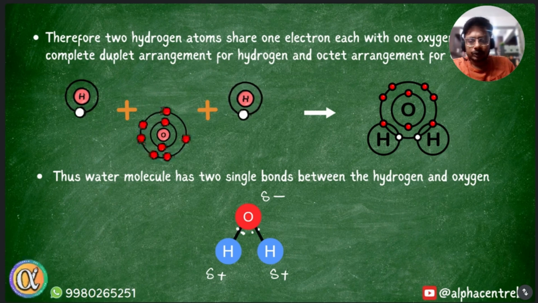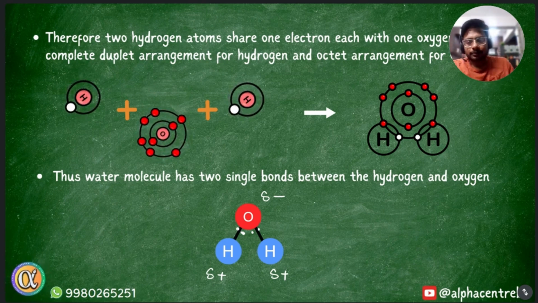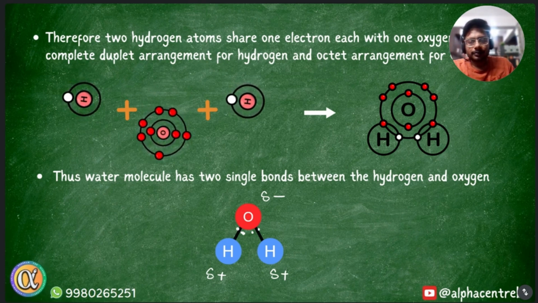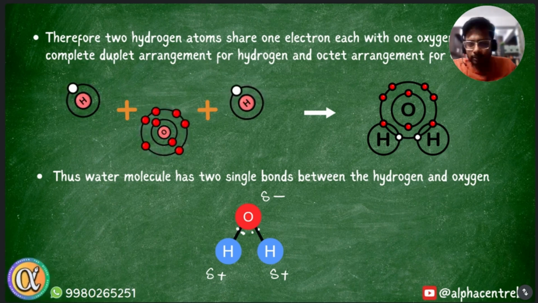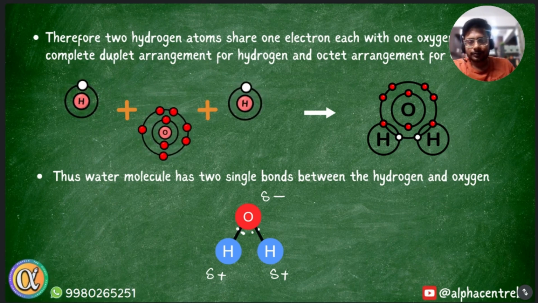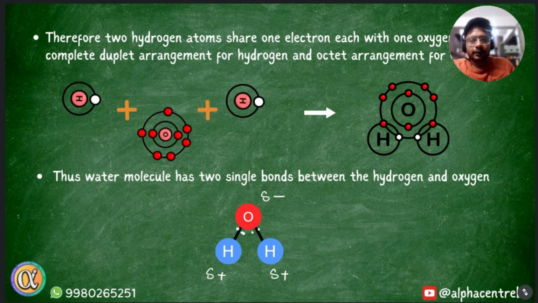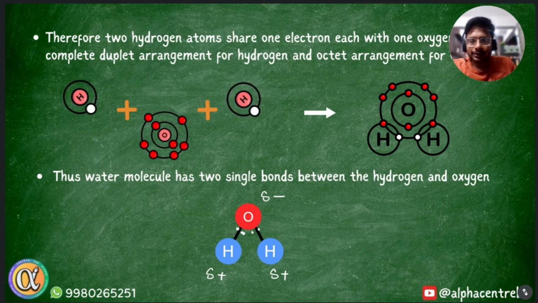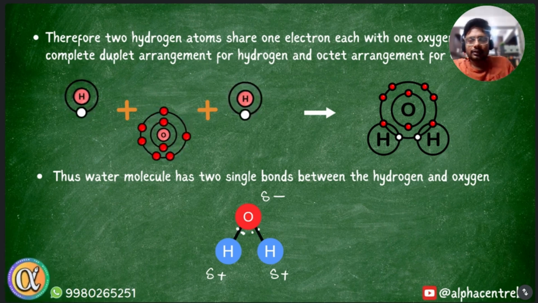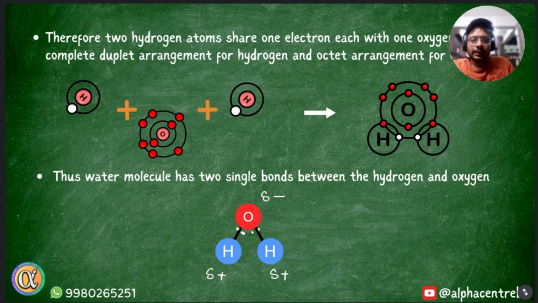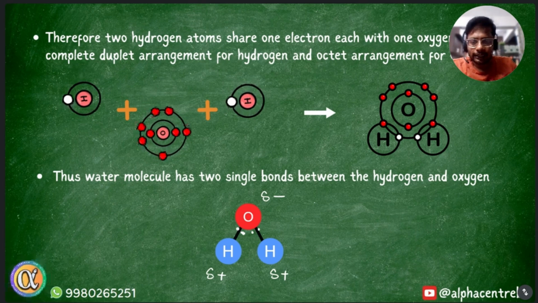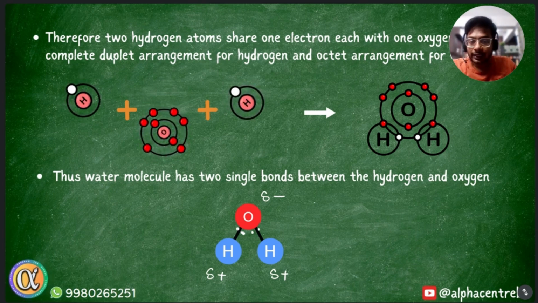Maria, what do you think? Is it a polar molecule or a non-polar molecule? It's a polar molecule. Why is it a polar molecule? Because there are two pairs of bonds, two bonds created by hydrogen and oxygen. Both these bonds are polar in nature, and therefore oxygen has a negative charge.